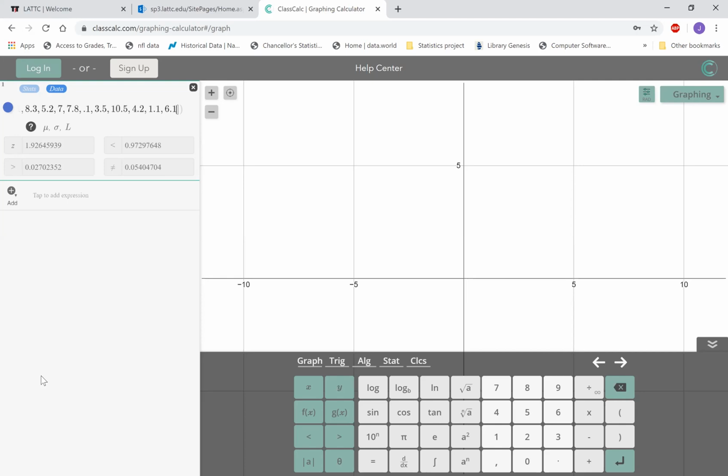So if you enter all of the data set in, if you look at it, it gave me Z value. So Z is equal to 1.93. And it also gave me P value. P value is equal to 0.027. So it's the same thing if you do it with a TI-84 or with ClassCalc. Any question on how to do this with ClassCalc?